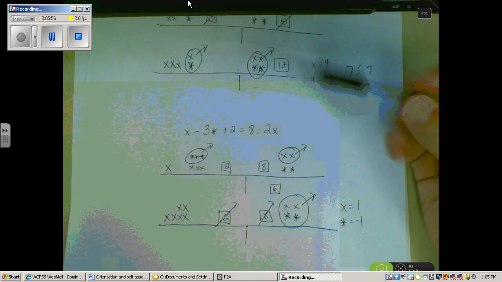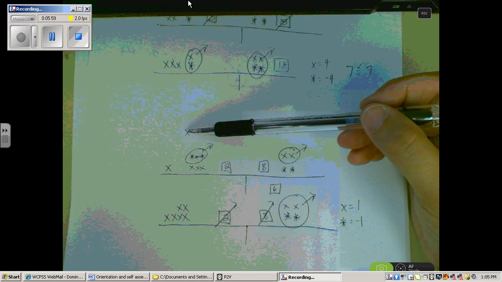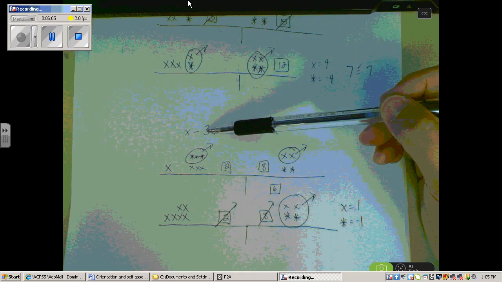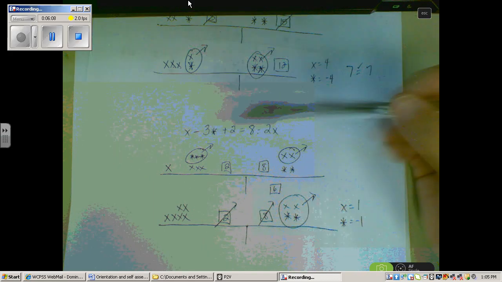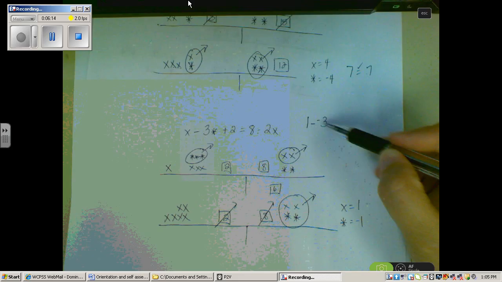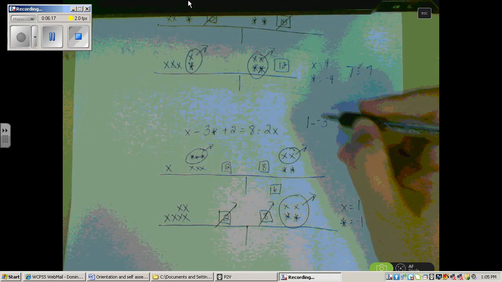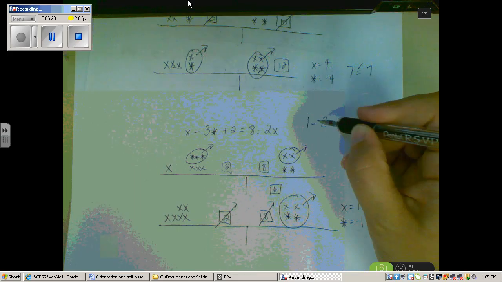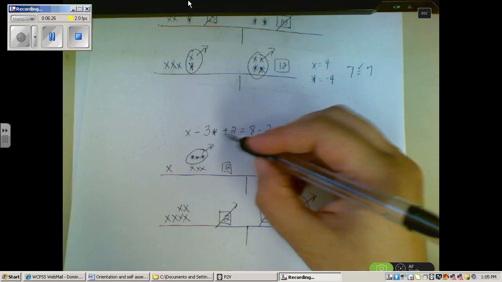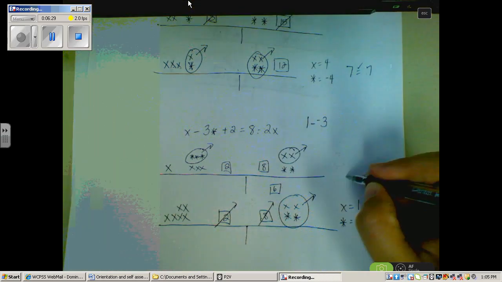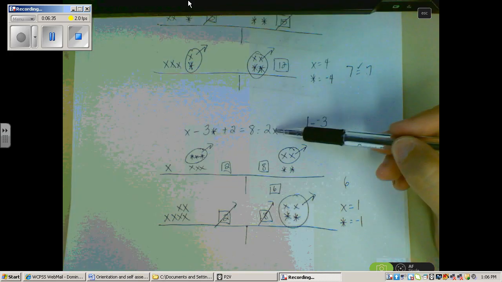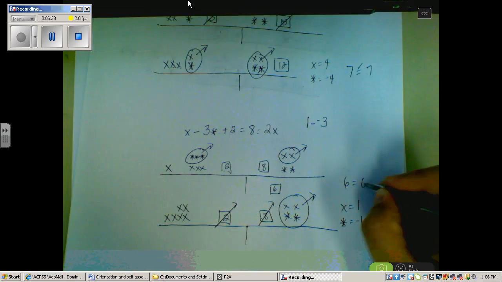And when I plug that in, 1 minus 3 times -1, 3 times -1 would be -3. 1 minus -3 is actually saying 1 plus 3. So that's 4 plus 2. 1 plus 3 is 4, and then 4 plus 2 is 6. And then 8 minus 2x, x is 1, so 2 times 1 is 2, 8 minus 2 is 6.